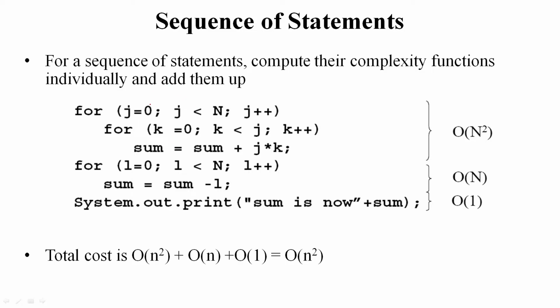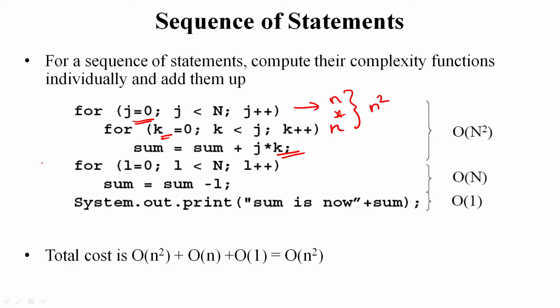Then sequence of statements. Suppose we have a sequence of statements, how do we calculate the time complexity using asymptotic notations? Here the first for loop index is j, moving from 0 to n minus 1, that means it runs n times. Then for loop k runs for each j value, this for loop runs n times. So this is n into n, n square, right? So until this point it runs order of n square.